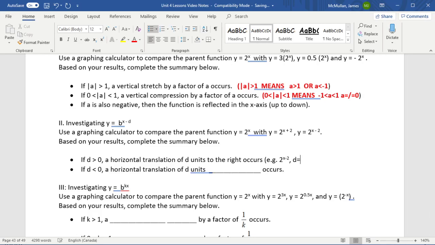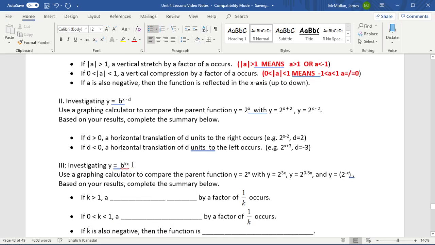In that example, d is a positive 2. If d is less than 0, then a translation of d units to the left occurs. And again, a quick example of that would be 2 to the power of x plus 3. In that case, d would be the number -3.